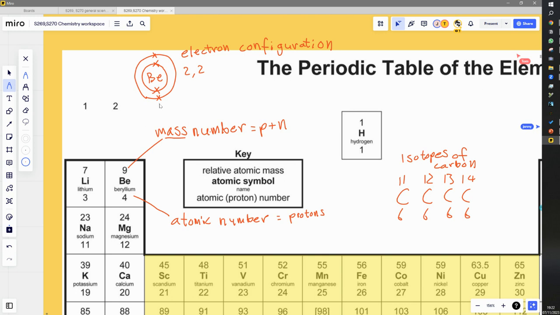Beryllium's also got 2 shells. That is because it's in the second period. The period is the row, and the group is the column. So the period is the row, and the column. Let's rewrite that. The column is the group.